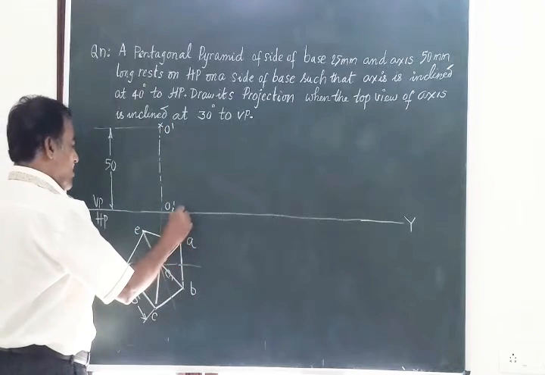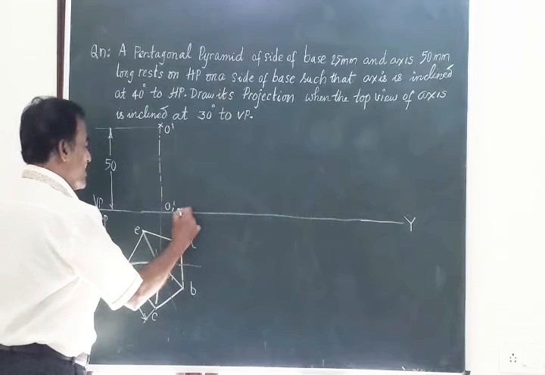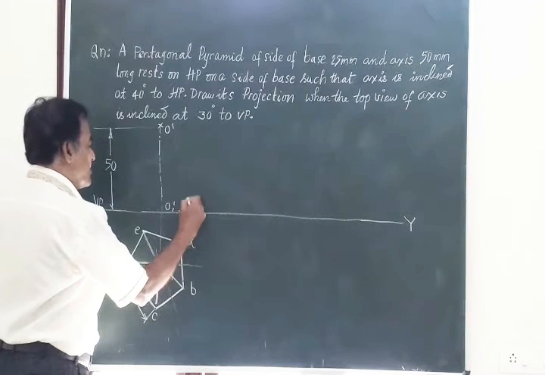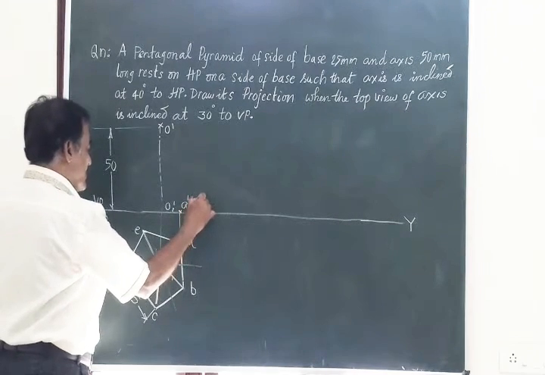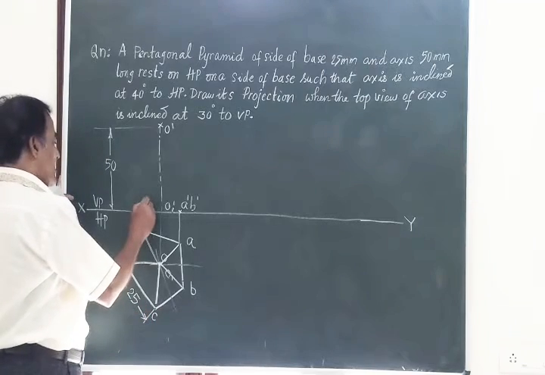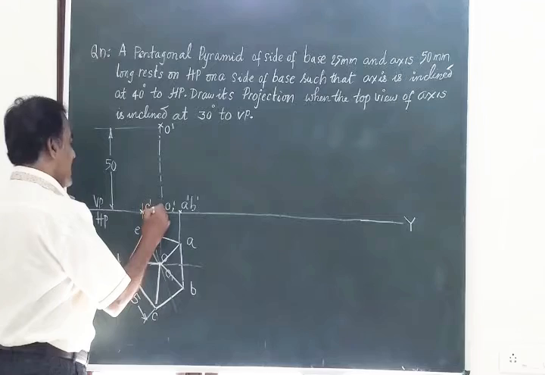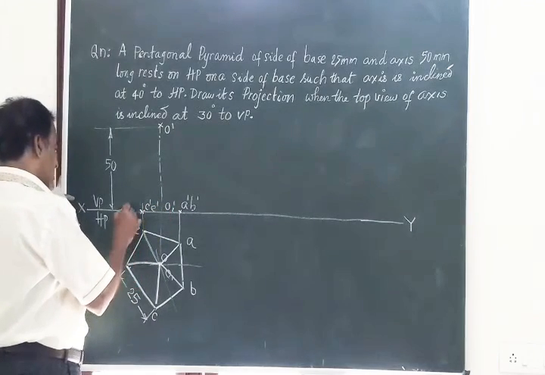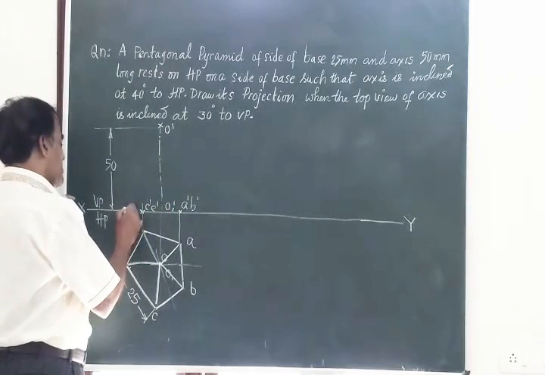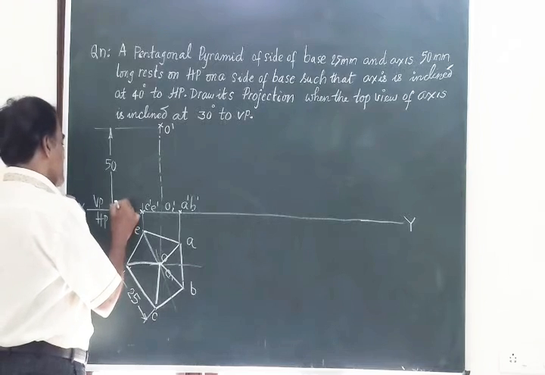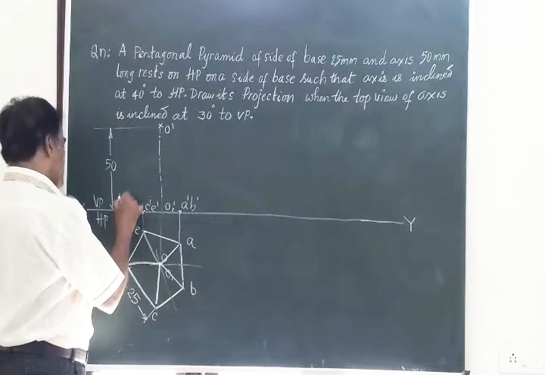So A and B fall on this line. So this will represent A dash, B dash, one of the edges. Then C and E will come together. They fall on the same point. That is C dash, E dash. The last line is D. Get this on the XY line. This is your D dash.